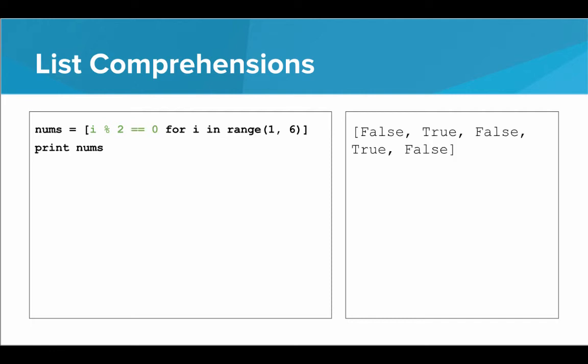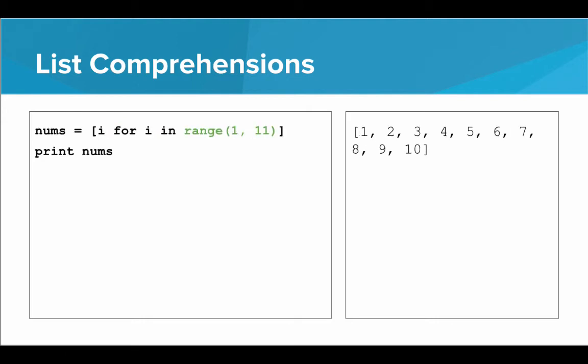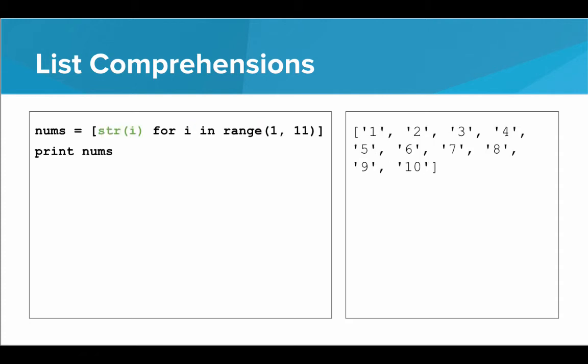We can even do an expression that evaluates to a Boolean. These normally appear in if statements and while loops, but they can be out and about as well. We can change the arguments to range, and the result reflects that change. We can convert i to a string before appending it. The thing to the left of the word for can be any expression that you could put in a call to append inside a for loop.